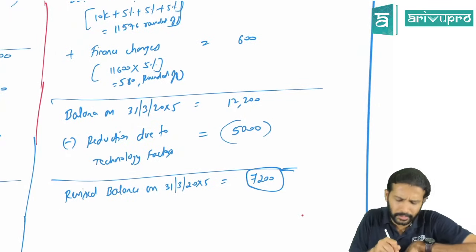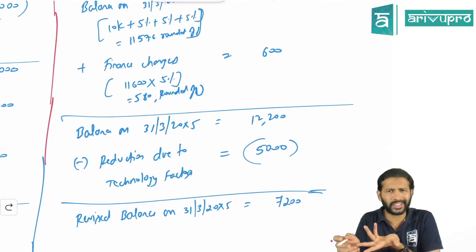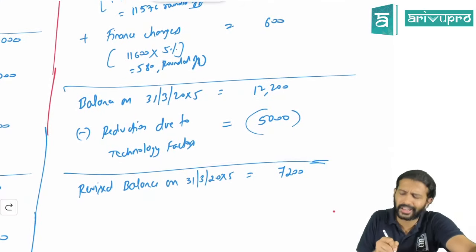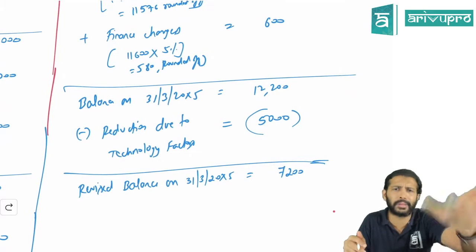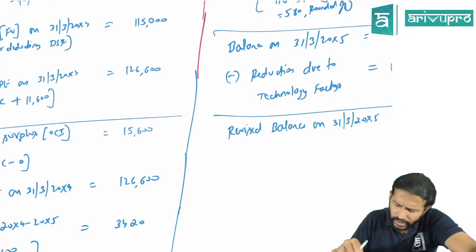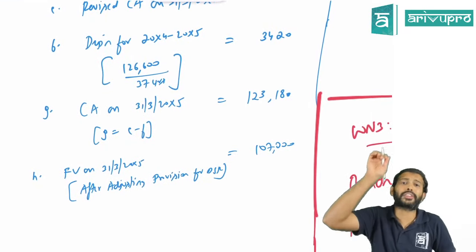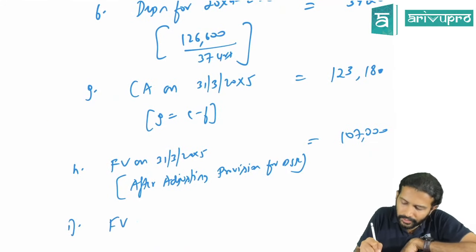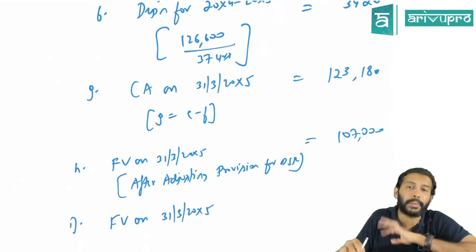Provision for DSR has a balance of 7,200. Yes, because it is reduced. Don't take 12,200. It has reduced, so on the date of revaluation, provision for DSR has a balance of only 7,200. This much of liability value is there that he has reduced and he is ready to give a price of 1,07,000. So this 1,07,000 is not for the asset alone. It is including liability. But we want the fair value of the asset on 31st March 20x5 only for PP.